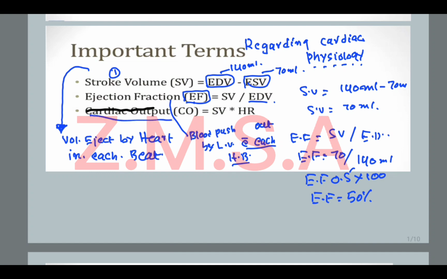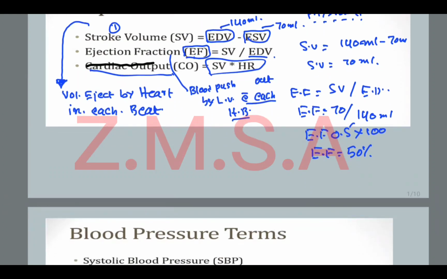Third one is cardiac output, and cardiac output is equal to stroke volume multiplied by heart rate. For example, stroke volume is 70 ml multiplied by a normal heart rate of 72. Cardiac output is equal to 5040 ml, so the mean cardiac output is approximately 5 liters. So the amount of blood ejected by the ventricle in 1 minute or 60 seconds is known as cardiac output.